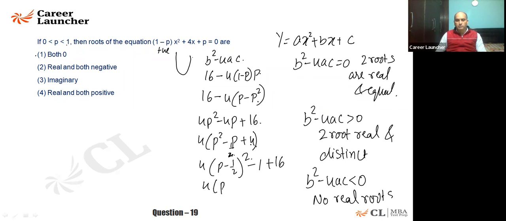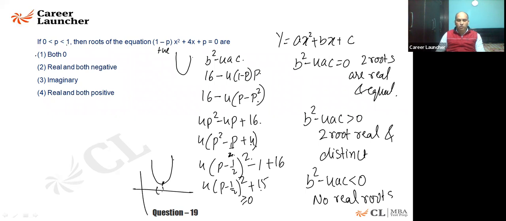So I'll say it is 4 times of (p minus half) square plus 15. Now you know the parabola is in the upward direction. A perfect square is always greater than or equal to 0. The perfect square can be 0 or more than 0. If you add 15 to it, it will be hanging there in the air.